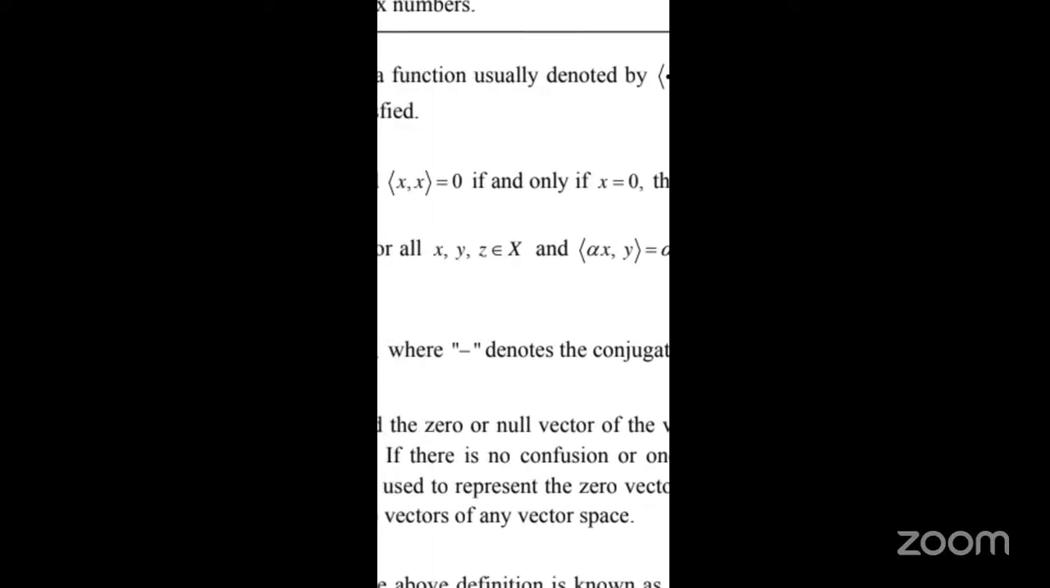The first one is the non-negativity condition. IP1: just see and observe, the inner product of x and x, written between less than and greater than, is greater than or equal to 0 for all x belongs to X, and the inner product of x and x equals 0 if and only if x equals 0.